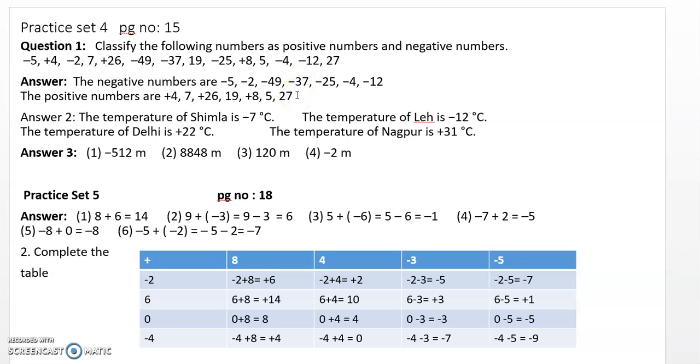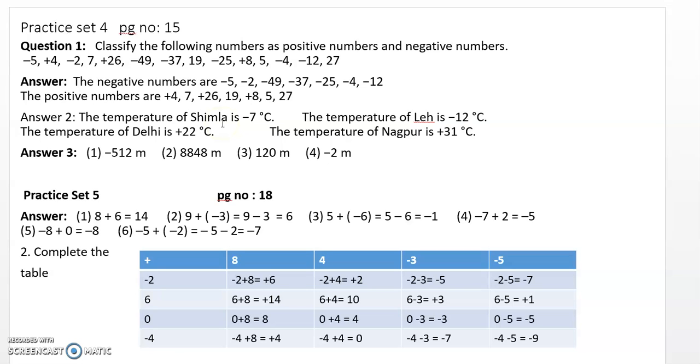Now next is the question. You can refer to page number 15 for the question. It says: given below are the temperatures in some cities, write them using the proper sign. Now it is given Shimla, 7 degrees below 0. So below 0, what will it be? It will be minus. Now Leh, it is given 12 degrees above 0.